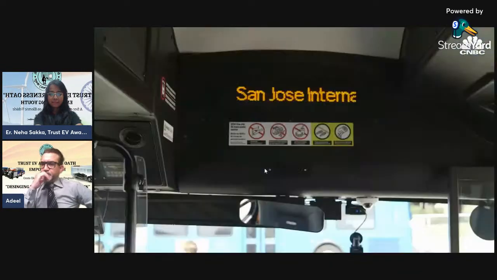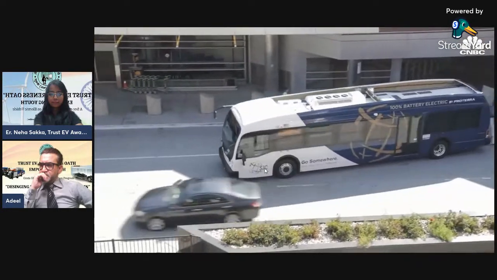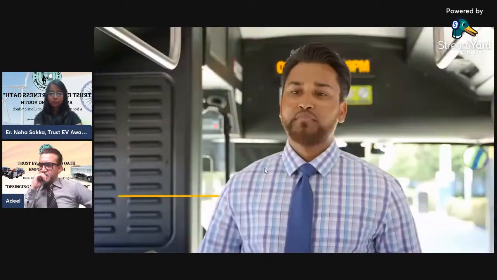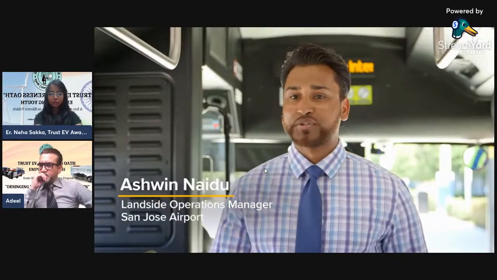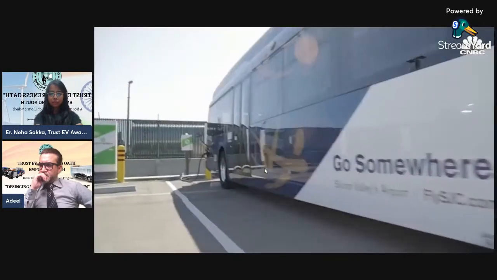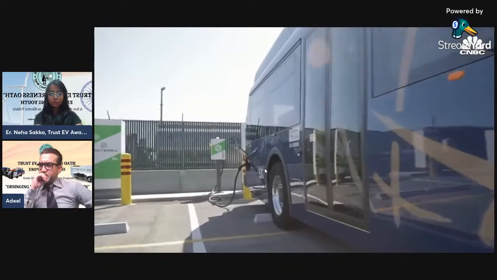San Jose Airport recently converted a portion of their shuttle fleet to Proterra electric buses. San Jose Airport, as a microcosm, it's an example of what we think the entire bus industry could look like 10 years from now. The major thing in deciding to get electric buses was really the initiative that our city has and our mayor has for sustainability and going green.